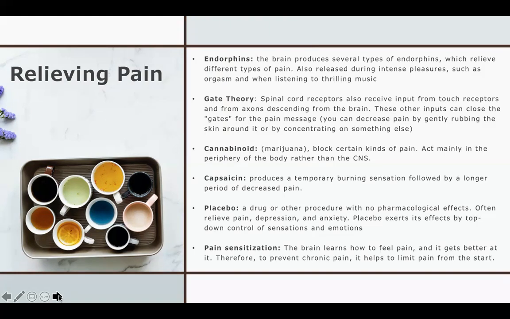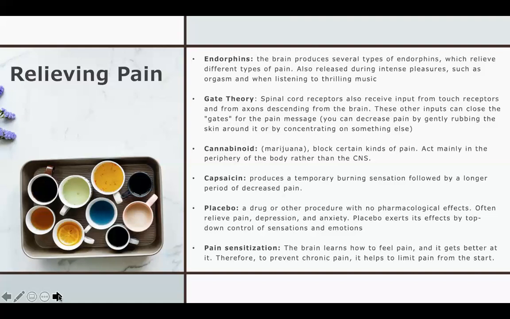It blocks certain kinds of pain, actually. However, cannabinoids also can produce problems of their own, including memory impairment. And research on cannabinoids for pain relief has not been extensive yet. Unlike opiates, cannabinoids act mainly in the periphery of the body rather than the CNS.